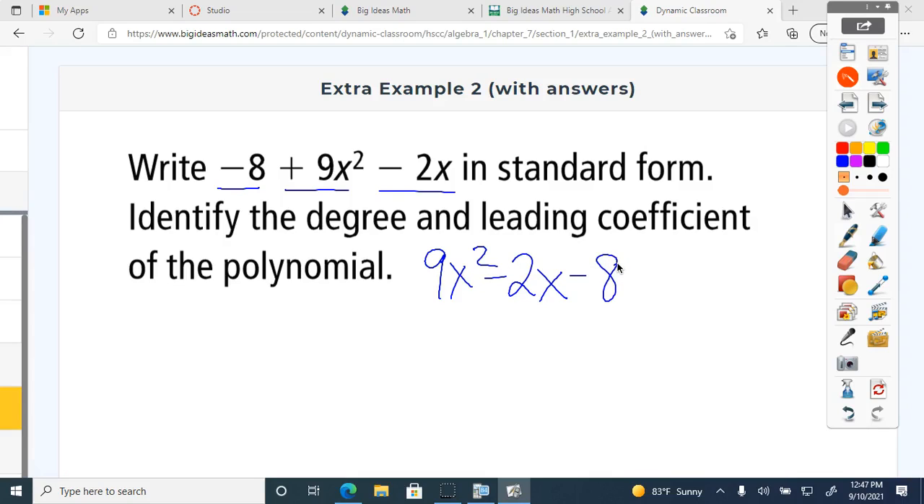Okay? What's my degree? 2. The degree is just your highest exponent. Okay? And the leading coefficient is after you've written it in standard form. That's important. After you've written it in standard form, the leading coefficient is just the first number. So what's the first number? 9. That's it. Okay? Everybody good?